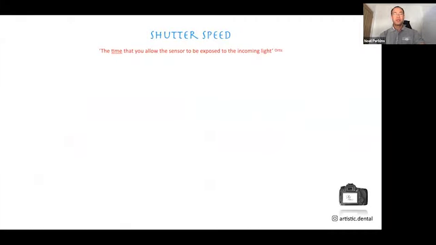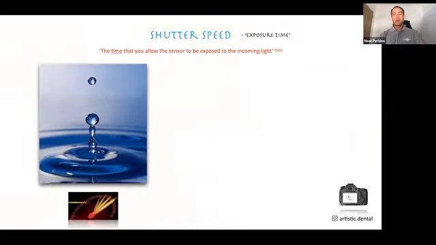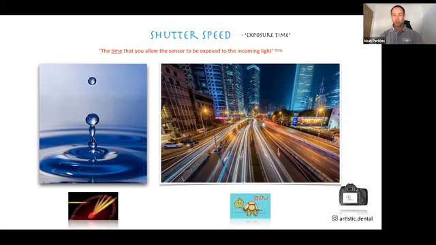Shutter speed. Now this is the time that basically the light is allowed to enter the camera to hit the sensor. And some people will call this exposure time. If I have a very fast shutter speed, I'm freezing the action. If I have a much slower shutter speed, as in this example of light trails, then you're basically showing movement.